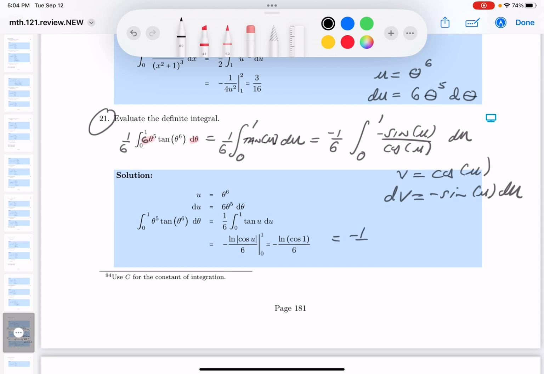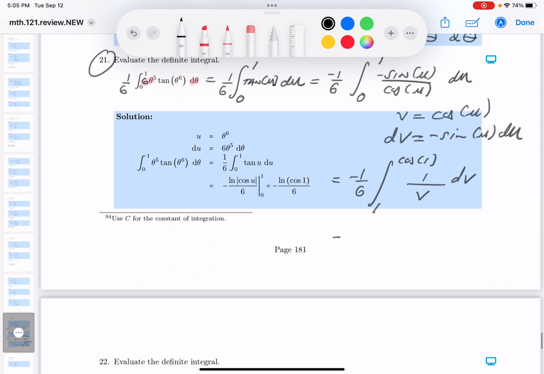So what do you get? Minus 1/6. Well, the cosine of 0 is 1, and the upper limit is going to be the cosine of 1. Then what do you get? You get 1 over u. I'm sorry, not 1 over u. 1 over v. And the minus sine u du is just simply dv. Can I do that? I can. Let's write it down. It's minus 1/6 natural log absolute value of v. And the limits of integration are going to go from 1 up to cosine of 1.